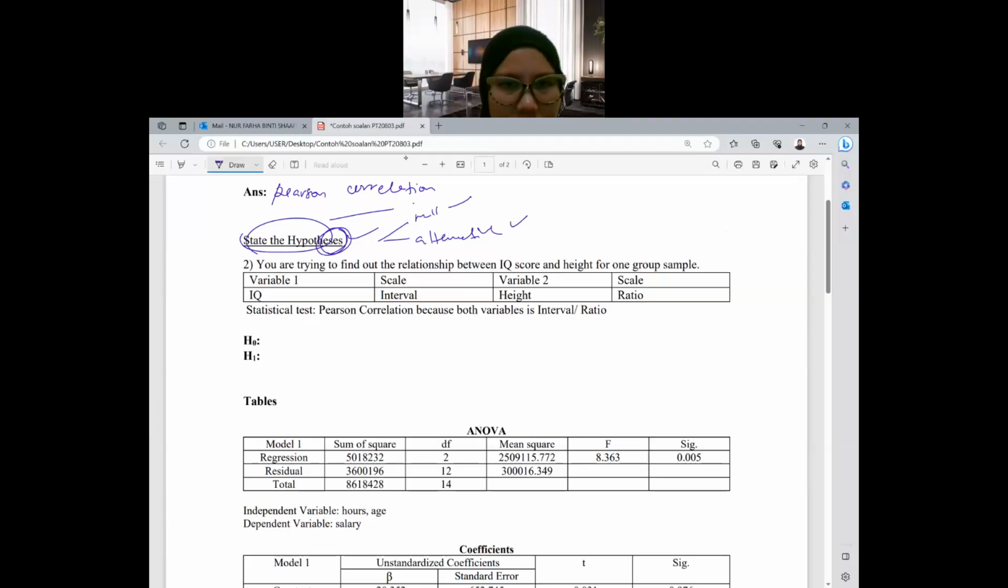You are trying to find out the relationship between the IQ score and height for one of the samples. So the first variable given here is IQ, the second variable is height. And then the test that has been used is Pearson correlation, meaning from here is what we call a hint. It is a hint what kind of terms you need to use for Pearson correlation. Of course, you are looking for the relationship between IV and DV.